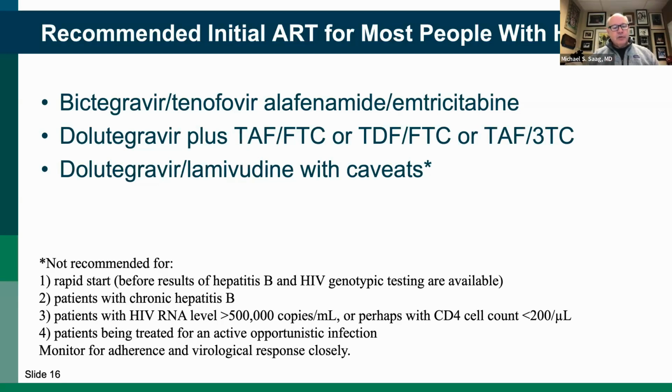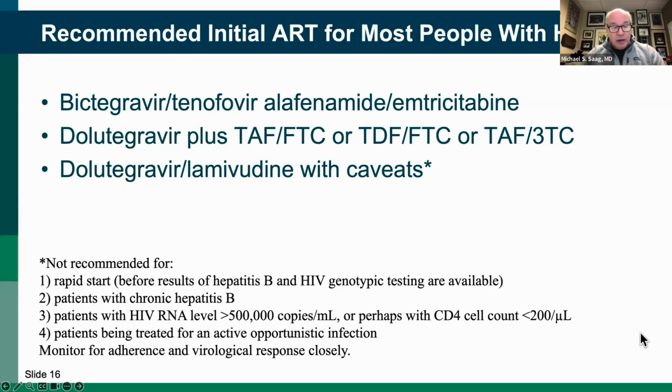There are some individuals who you can transition over to dolutegravir and lamivudine, and those are folks who are hepatitis B immune, meaning they do not have latent or active chronic hepatitis B, and they don't have resistance to lamivudine at baseline. And those individuals you could treat.